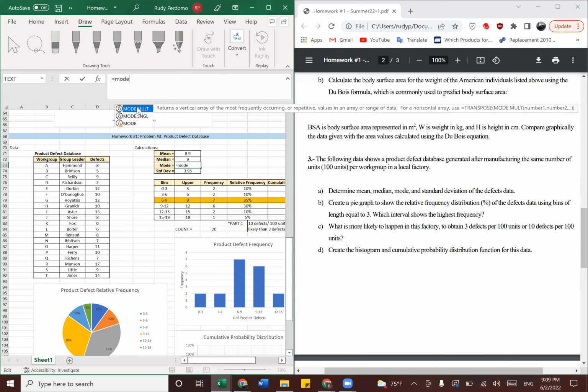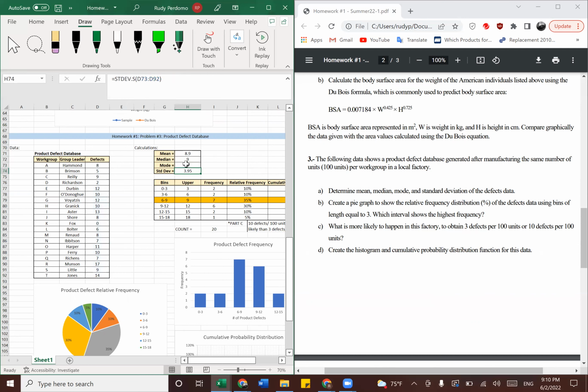For mode, you could do mode, and I'm not really sure if there's a difference between mode... Let's see, returns a vertical array. So I guess if you want to find multiple modes, then you use mode multi, but for now, we're just going to use mode single, and then you're just going to highlight the data set, and it's going to give you the mode. For standard deviation, same thing, standard deviation S, because we have a sample here, and just highlight the data set, and it should give you the standard deviation.